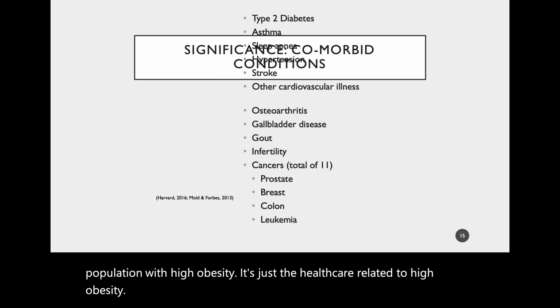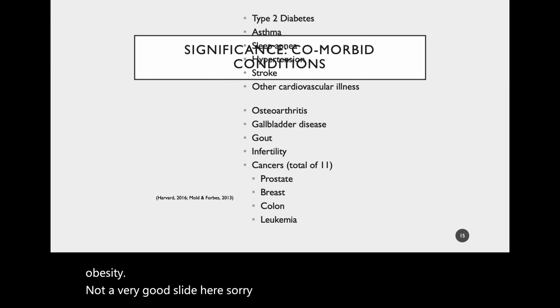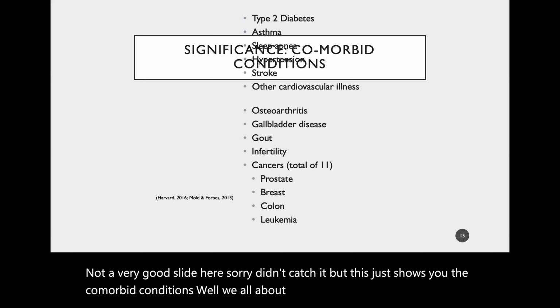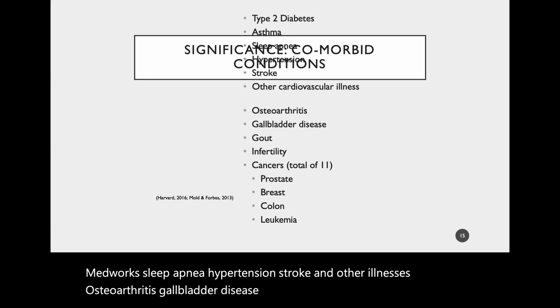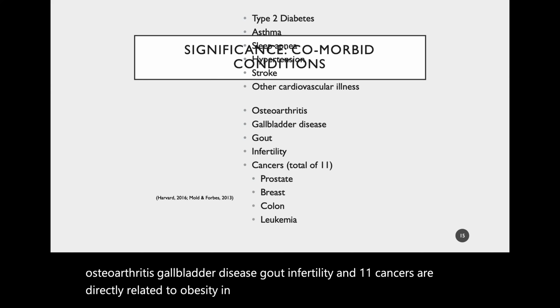Oops, not a very good slide here. Sorry, I didn't catch it, but this just shows you the comorbid conditions. Well, we all know about type 2 diabetes, but asthma is made worse. Sleep apnea, hypertension, stroke, and other illnesses, osteoarthritis, gallbladder disease, gout, infertility, and 11 cancers are directly related to obesity. In other words, the risk for them increases as a result of an elevated BMI.